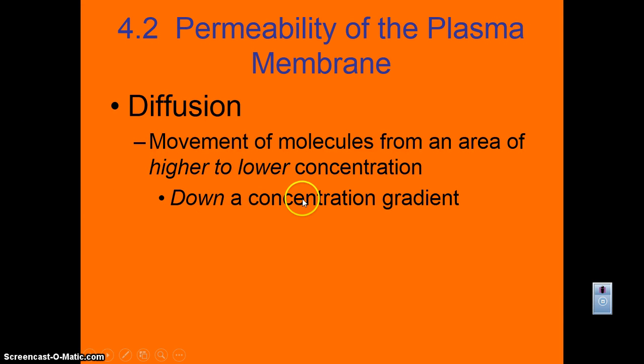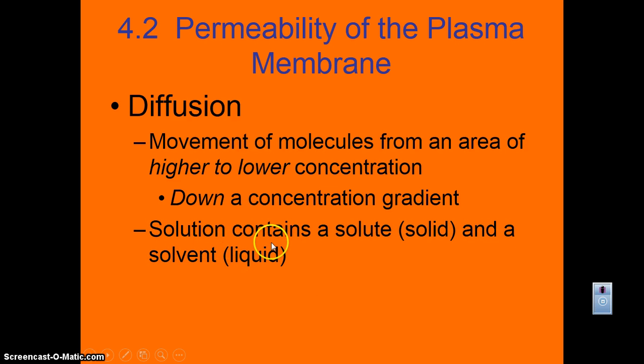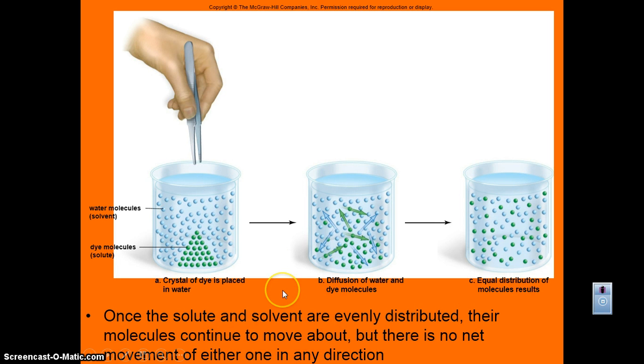This goes down a concentration gradient because it goes from higher to lower, so it's going on the float trip. A solution contains a solute, which is a solid, and a solvent, which is a liquid. This is a picture of what would happen if I dropped a crystal of dye in the water.